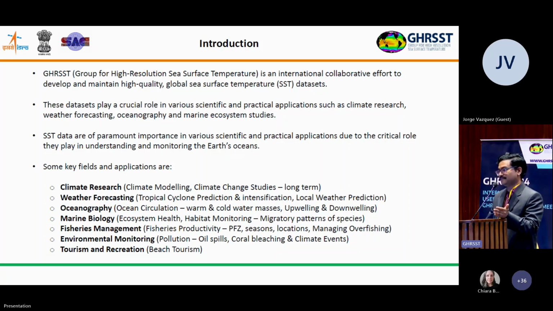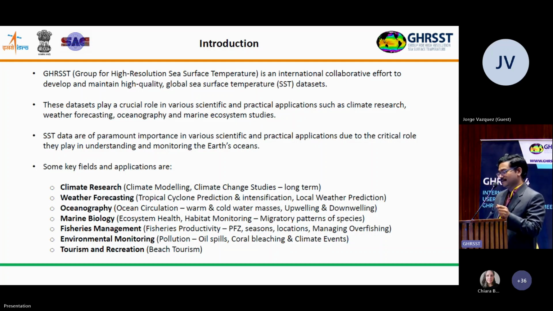as far as physical, biological, and chemical oceanography are concerned, for conducting different fields and applications. I've listed here, not limited to this, climate research, especially in climate modeling and climate change studies for the long-term analysis, weather forecasting, especially the tropical cyclone prediction and intensification. SST plays a very major role.